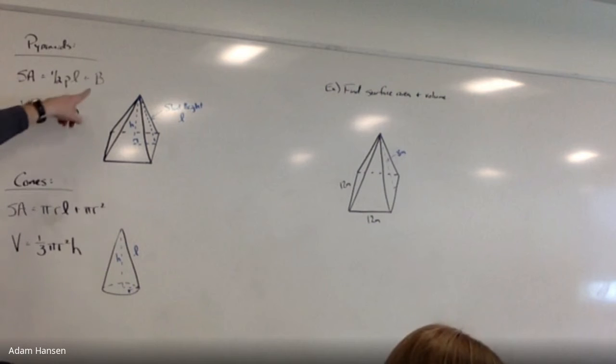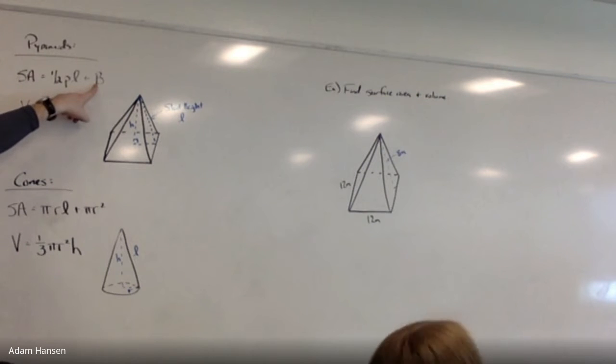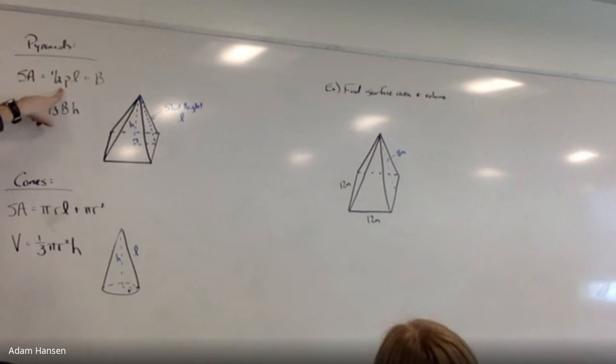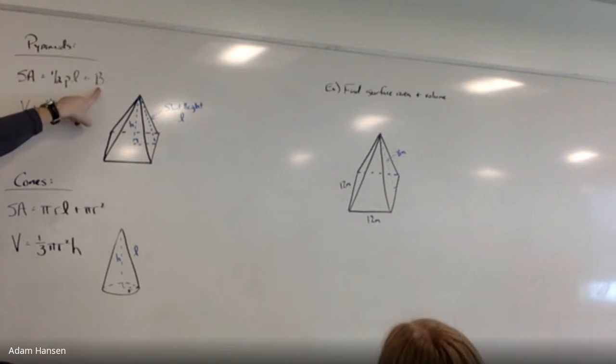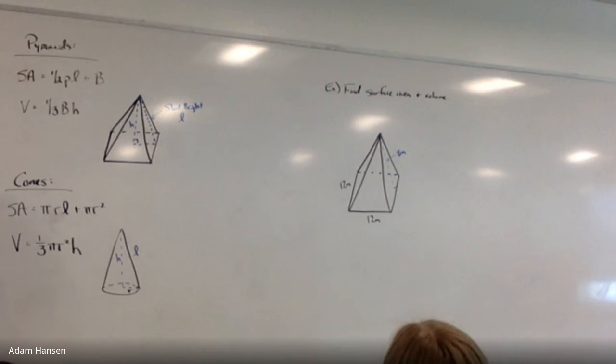What does the capital B stand for? Area of the base. So I take the area of all the different triangular faces and add on the one base area on the bottom, that's the total surface area. Got that?